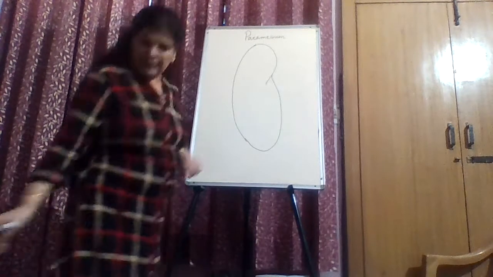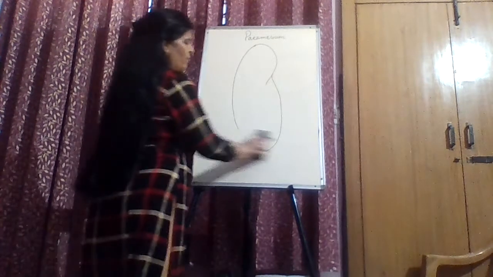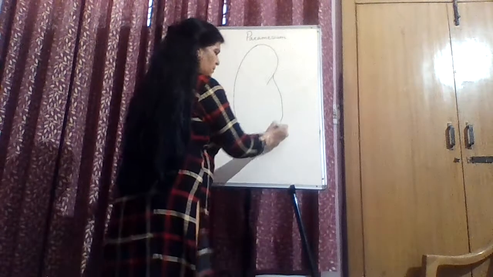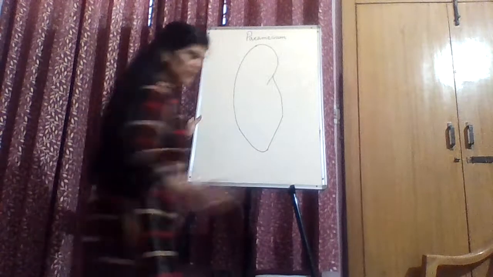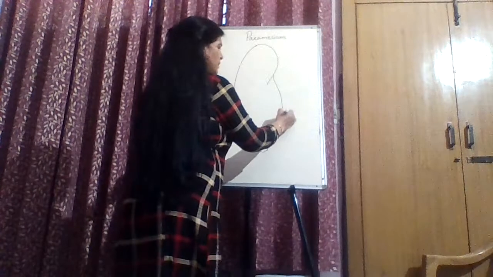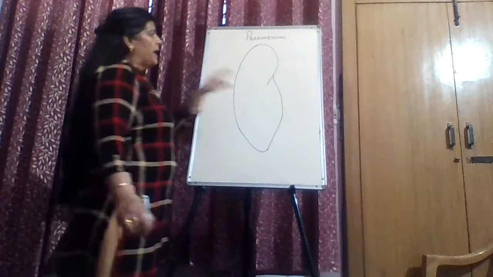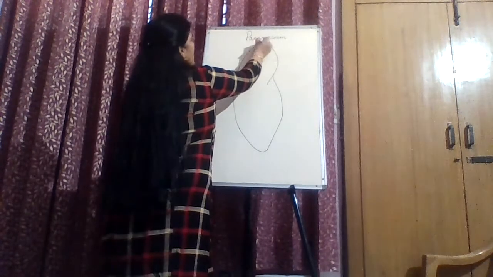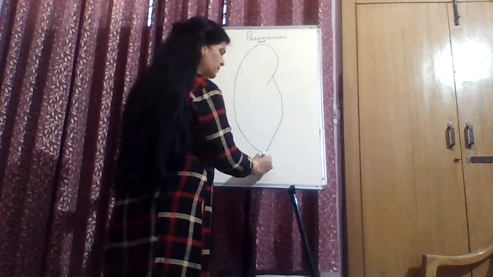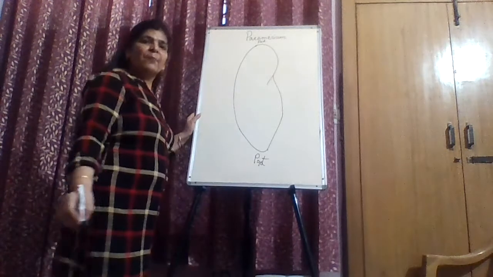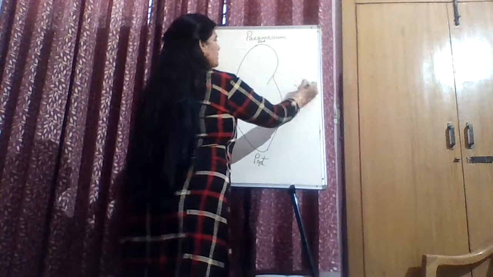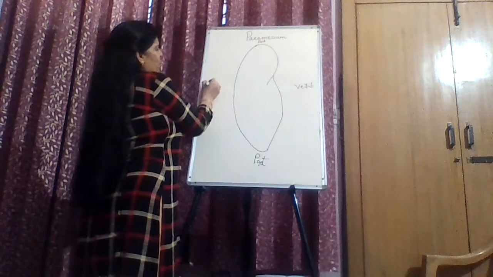As we can see, the shape of Paramecium is slipper-like. So this is also known as the slipper animalcule. And this is the anterior end of the Paramecium. This is the posterior end of the Paramecium. This is the ventral side, while this is the dorsal side.